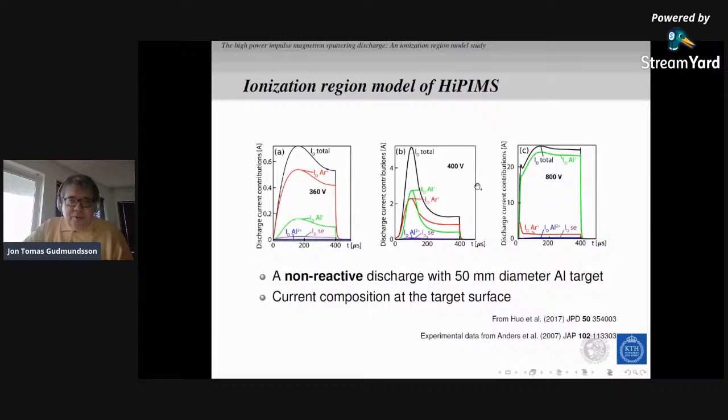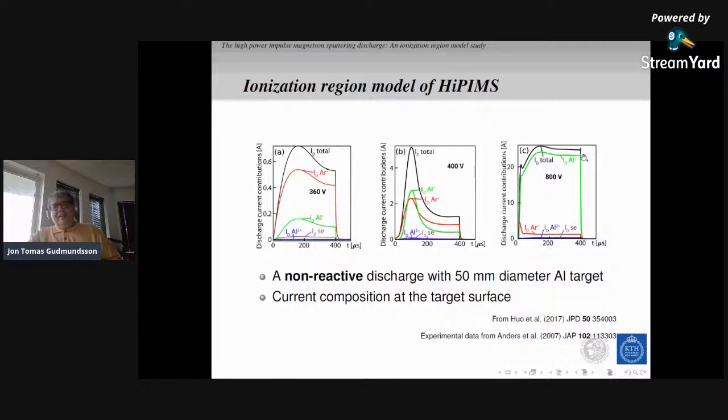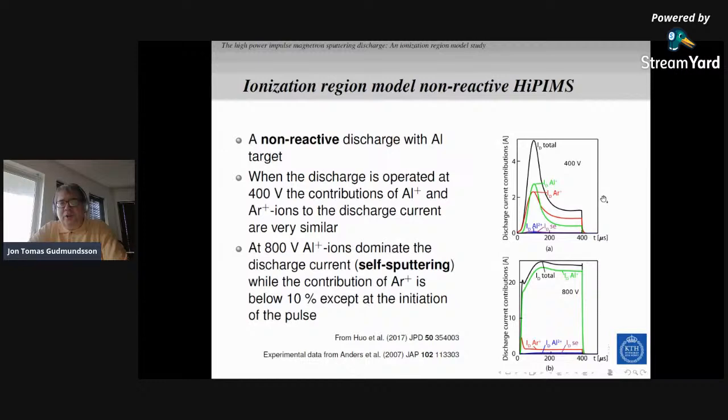We see in the case of 360 volts that the current is mostly composed of argon ions, and at 800 volts, the current is mostly composed of aluminum ions. So we are going here from the DC range to the HiPIMS range, and we see that the composition of the discharge changes. In the middle, at 400 volts, we still see a few amperes, but the current is composed of argon ions and aluminum ions, almost 50-50. And at the highest, we see it almost dominated by aluminum plus. That means that in this case, we are in the self-sputter range. So this is the HiPIMS operation.